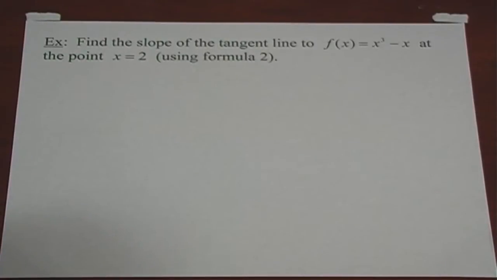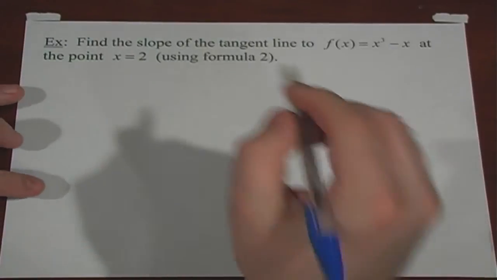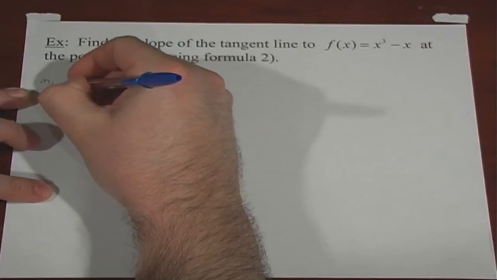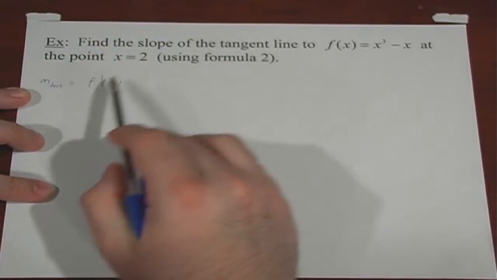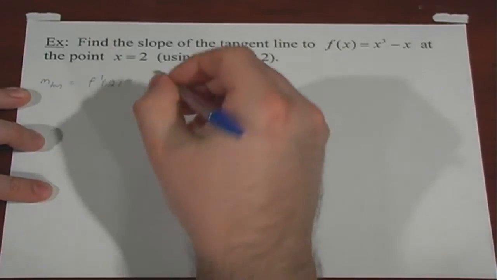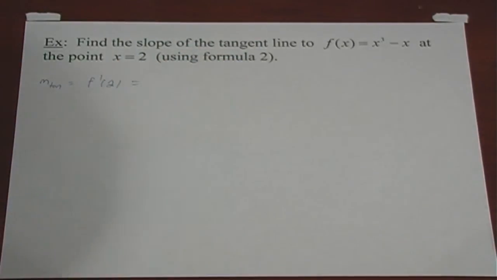So same exact question. Find the slope of the tangent line to this function at this point. Okay, so I'm going to use the second formula. So the slope of the tangent line, again, the notation is f prime of 2. So slope of f would be f prime at 2. Plug in 2 there. And I'm just going to use the second formula now.